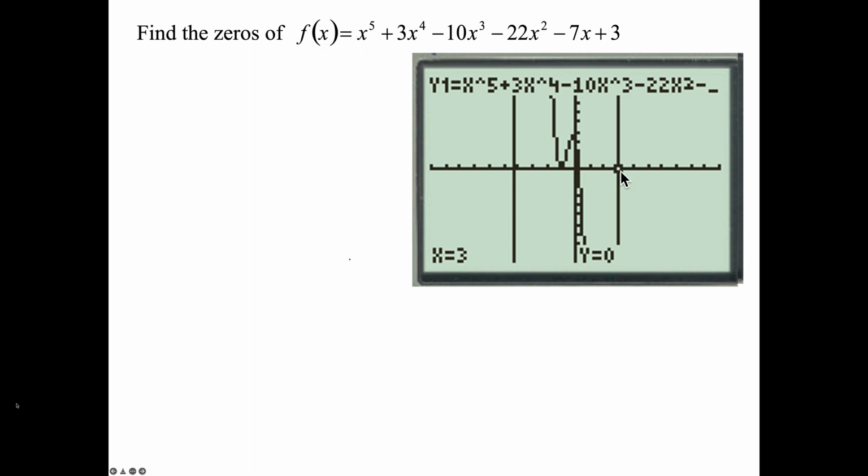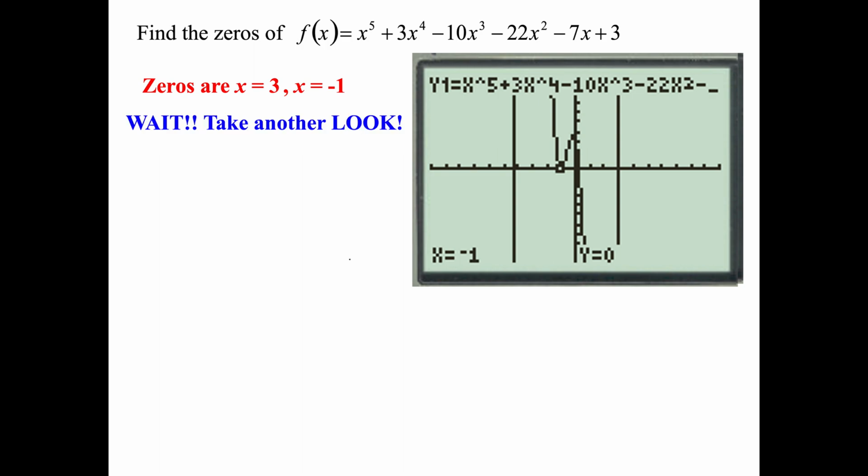There's a 0 at 3, 0. Type in a 3, I get a 0. -1, type it in, I get a 0. Wait a minute, take a closer look at that -1. We have a graph coming down, touching the -1, and turning and going right back up.